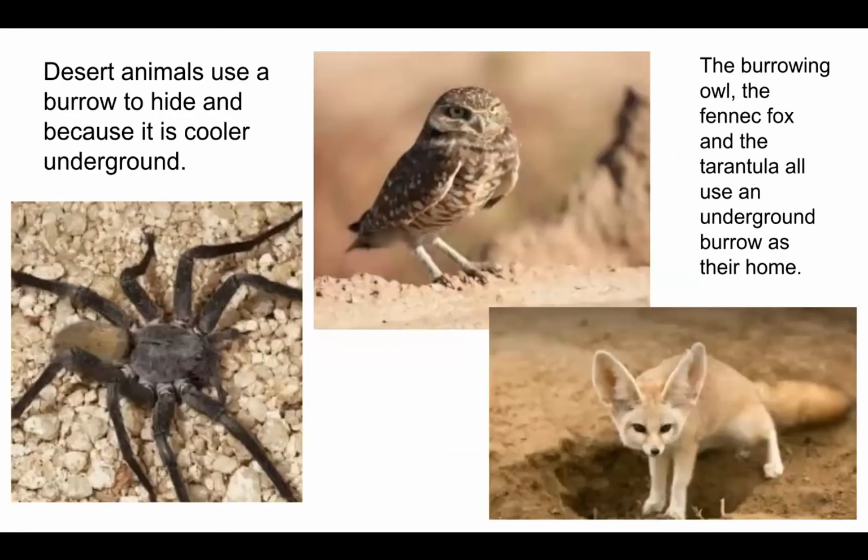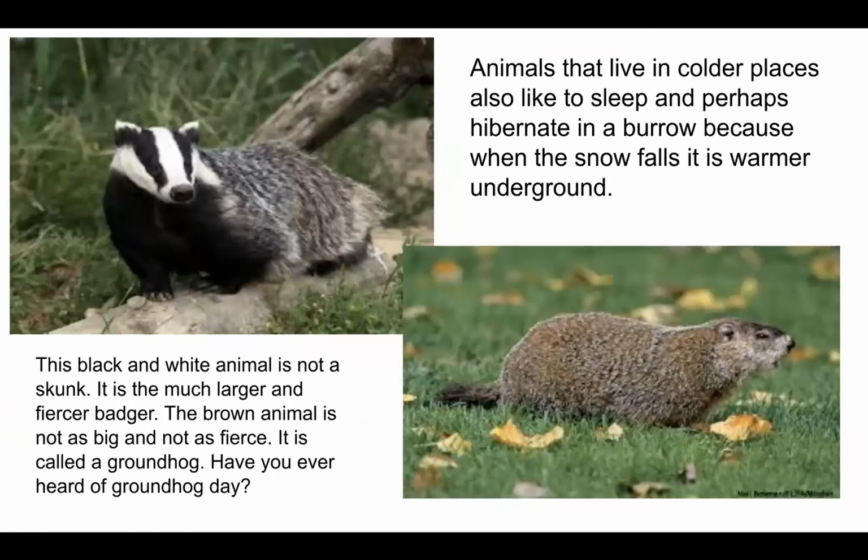In the desert, when it's really hot, lots of animals like to burrow underground. It's cooler, like the burrowing owl. We have those out in West Texas. The tarantula I mentioned, and that fennec fox with those enormous ears to help keep them cool. In cold places, animals also like to live underground because they can sleep and they can even hibernate in a burrow. It's warmer there when the snow falls.